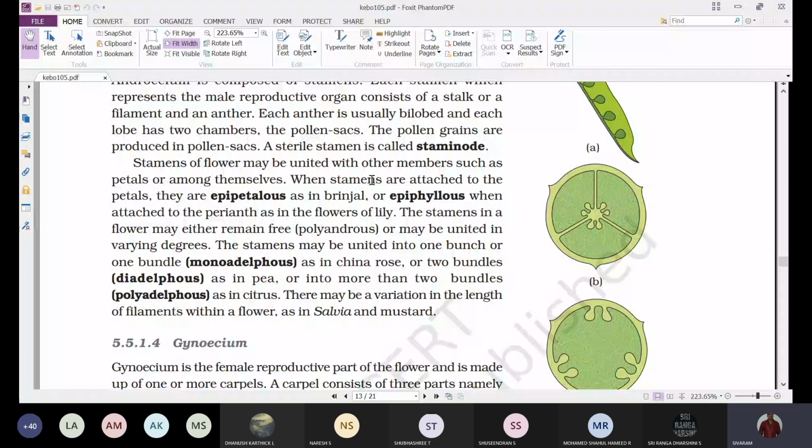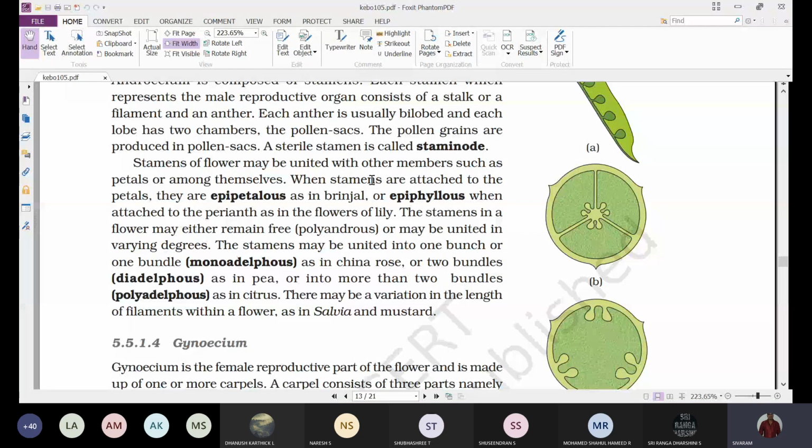If the stamens are united and arranged in two bundles, such a phenomenon is described as diadelphous. Di means two, adelphous means groups, joined to form groups. So two groups. It is observed in peas, grams, beans. In all these, we'll find this diadelphous condition.